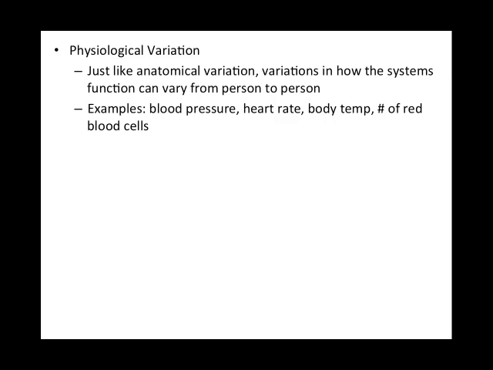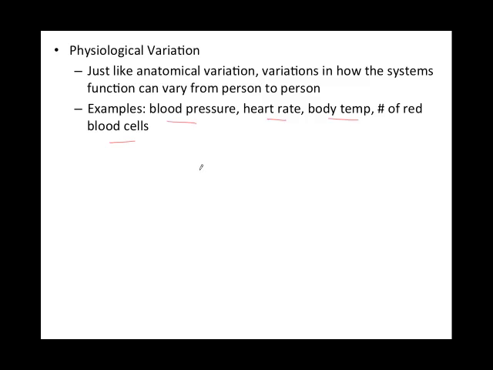Just like we saw with human variation for anatomy, we also have physiological variation. And this refers to how the different body systems function, day to day, hour to hour, minute by minute, but yet how they function differently between individuals. All right, and so when we talk about physiological function, we're talking about things like blood pressure, heart rate, body temperature, the number of red blood cells, the rate of digestion, all that stuff.